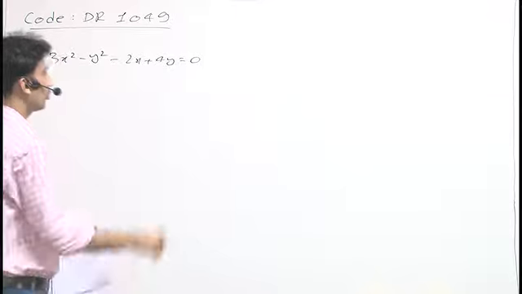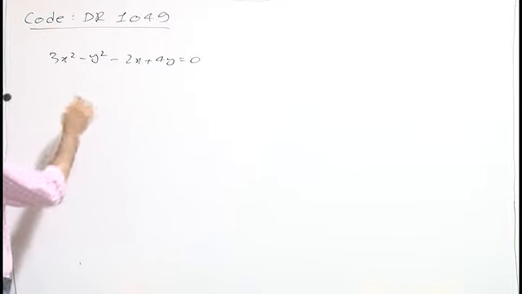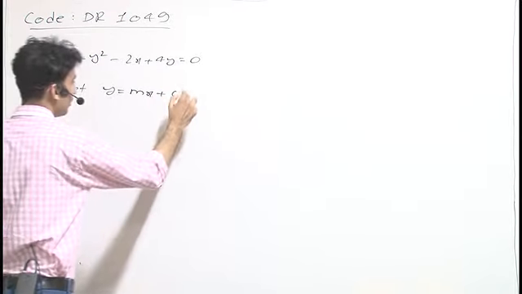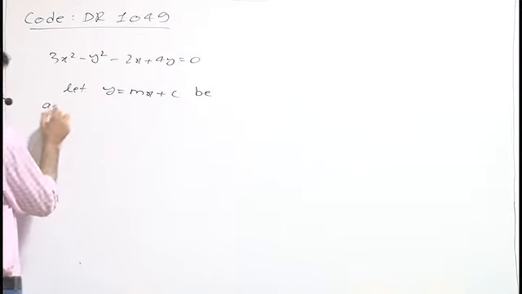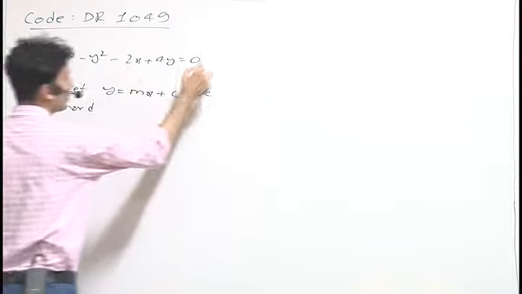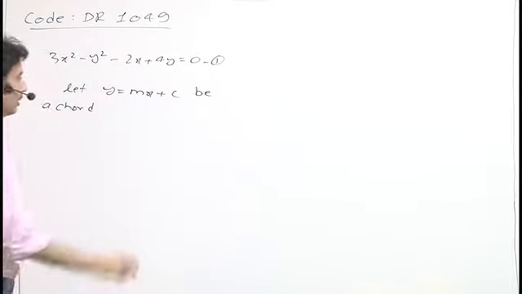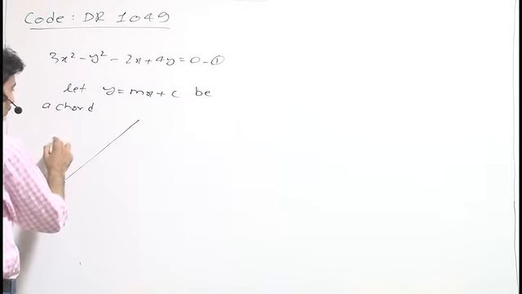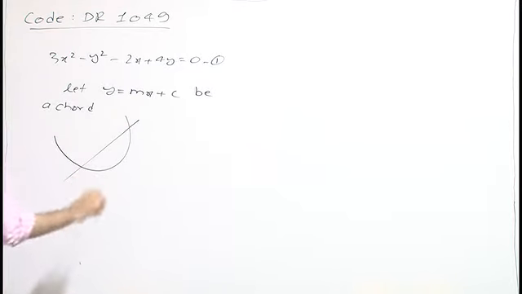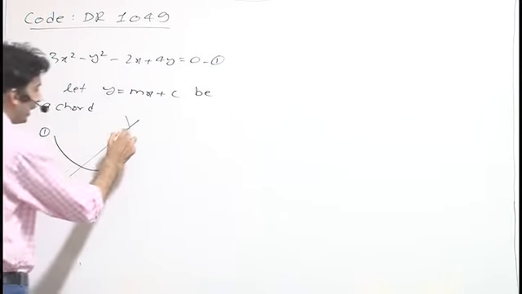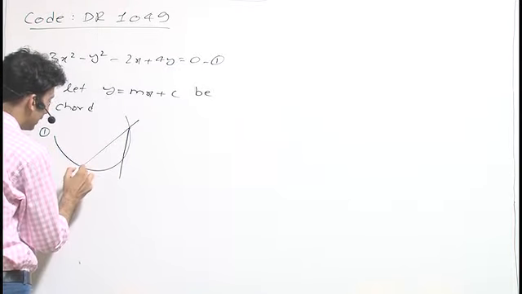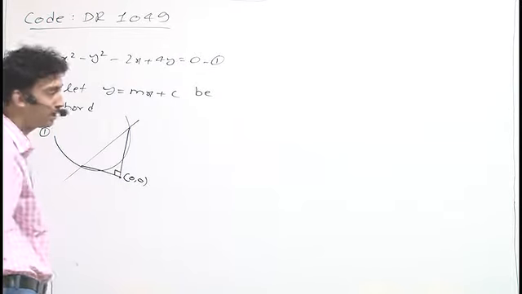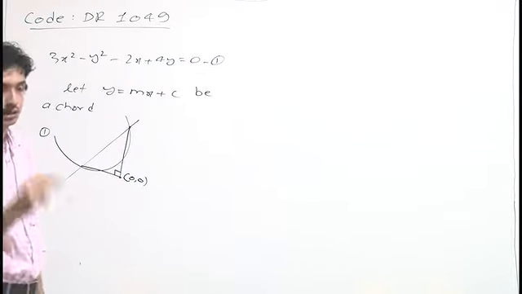In order to show that, we take a chord, let y equals mx plus c be a chord of curve number 1. Now, if this y equals mx plus c is a chord of curve 1 and it is subtending a right angle at the origin, then we will use the concept of homogenization.